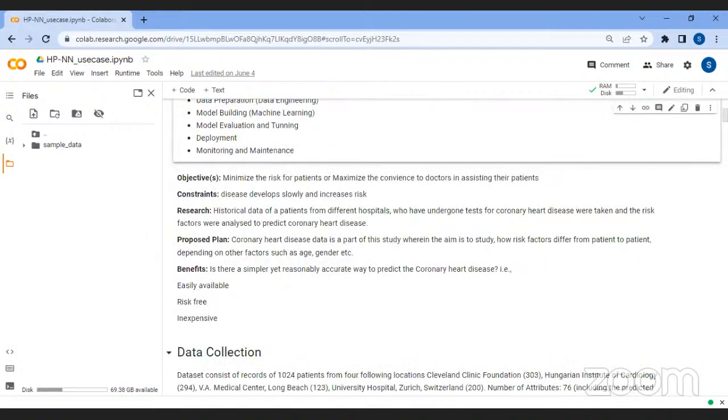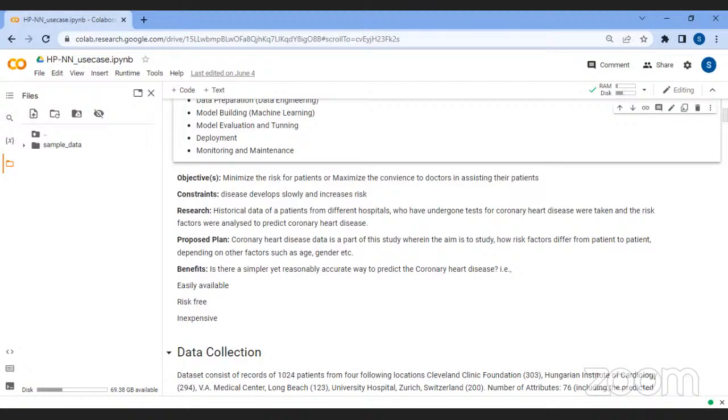So what is the objective of this analysis? The objective is to minimize the risk to patients or maximize the convenience of doctors in assisting their patients. And what are the constraints we have? The disease develops slowly and increases risks. The correlation between the different attributes is really low.